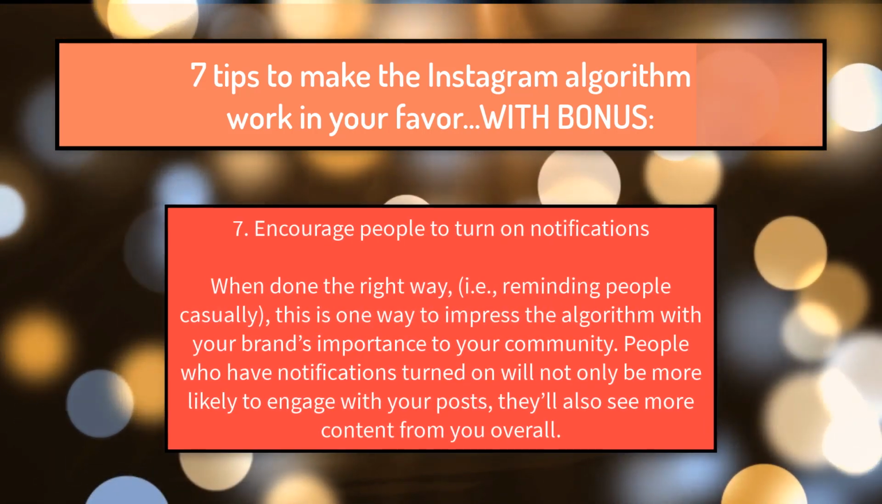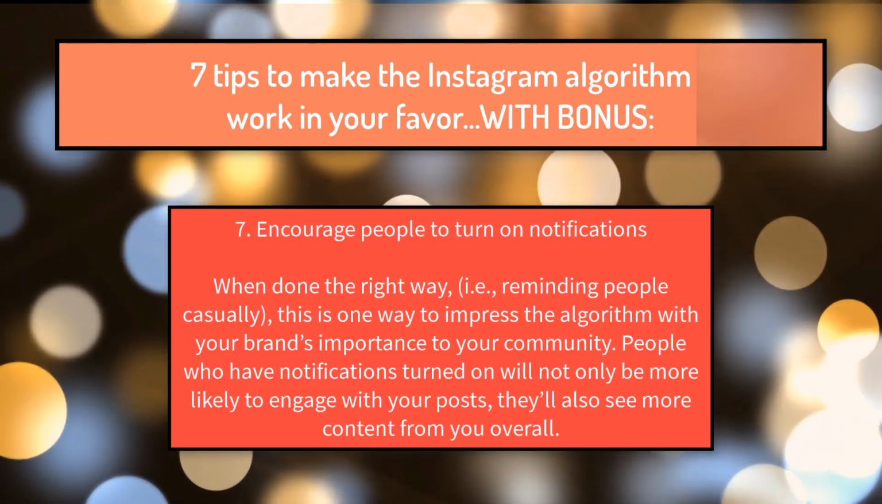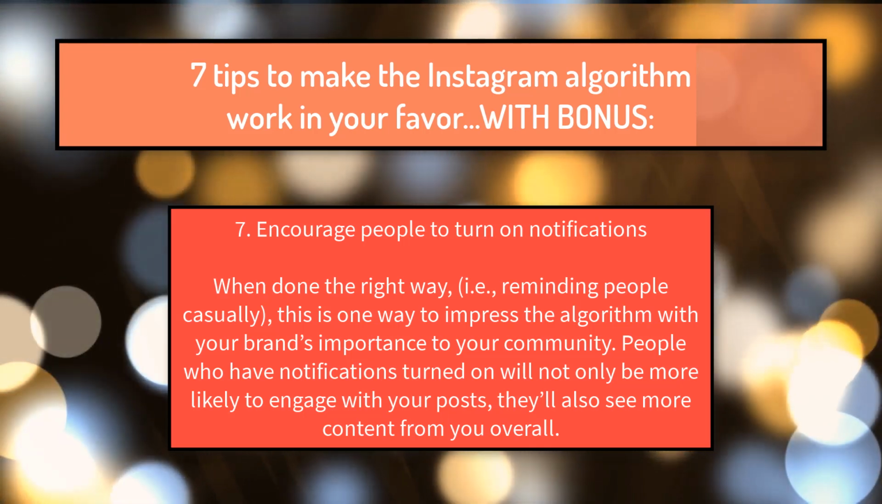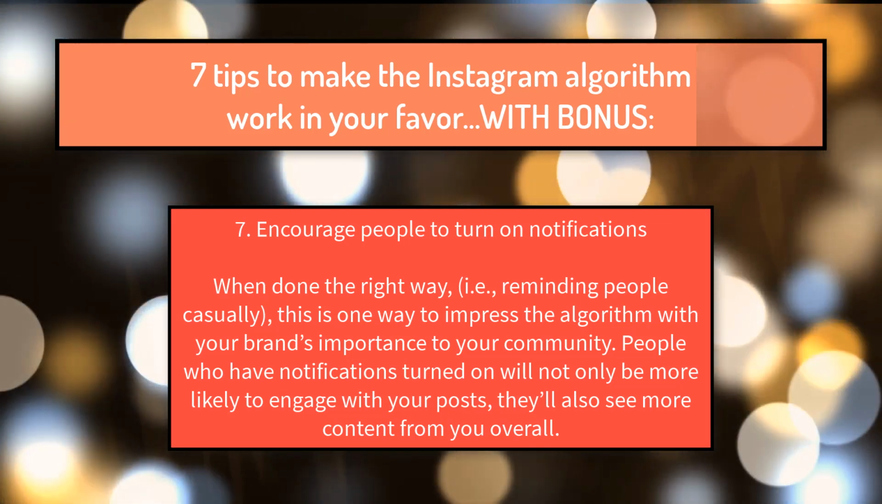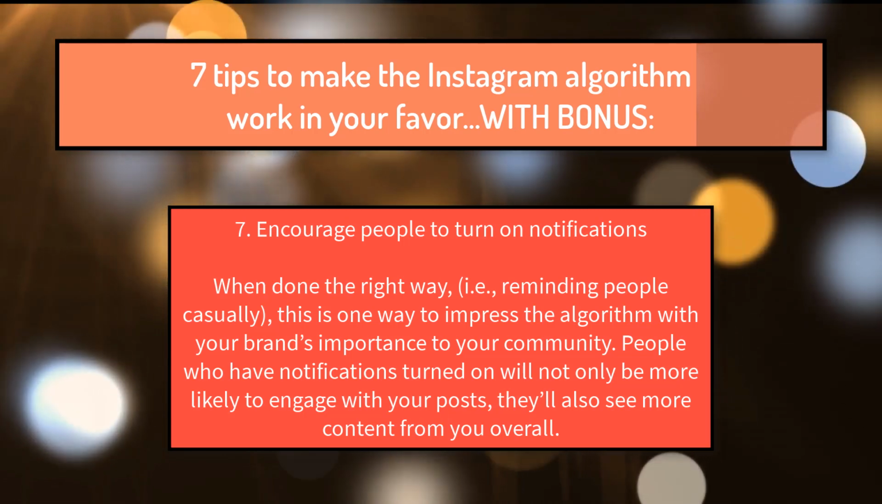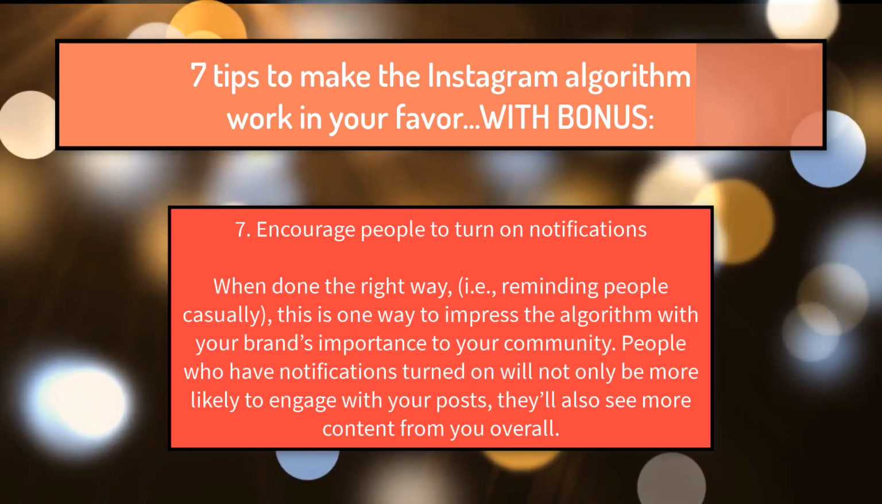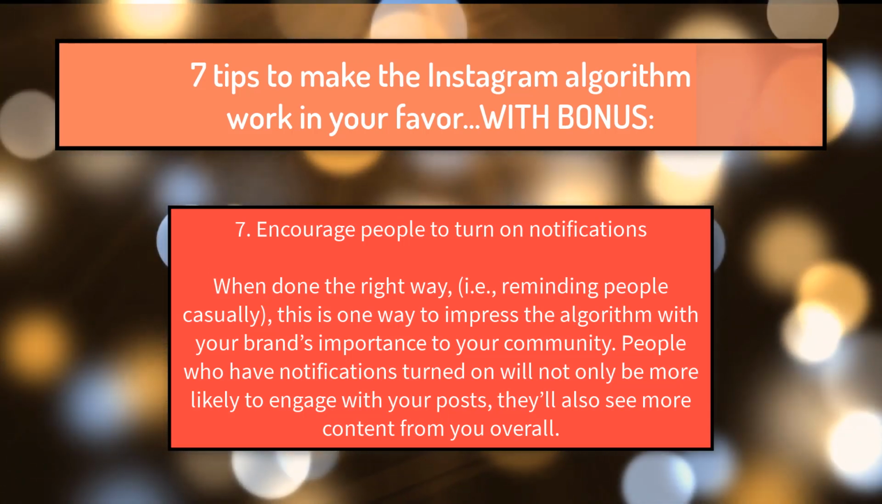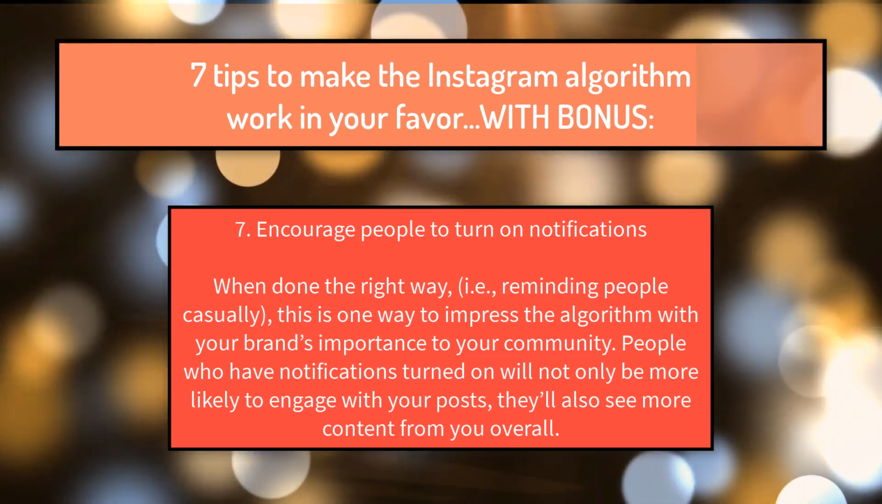7. Encourage people to turn on notifications. When done the right way, basically reminding people casually, this is one way to impress the algorithm with your brand's importance to your community. People who have notifications turned on will not only be more likely to engage with your posts, they'll also see more content from you overall.